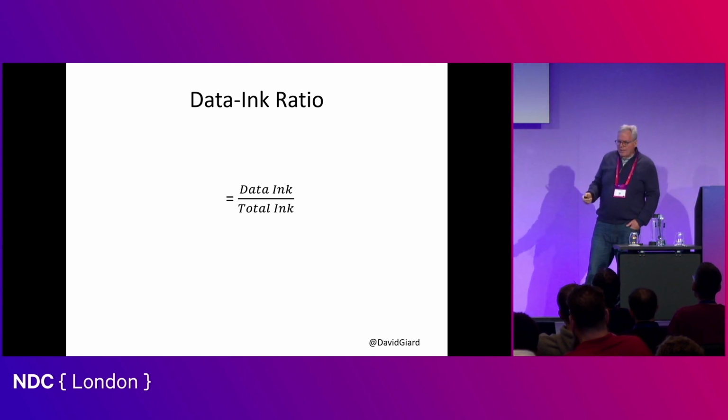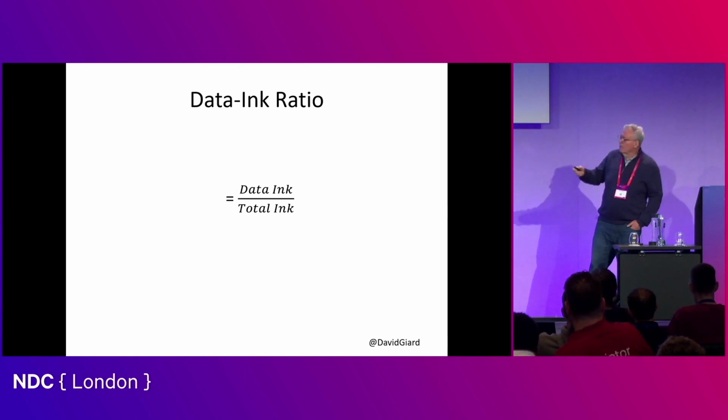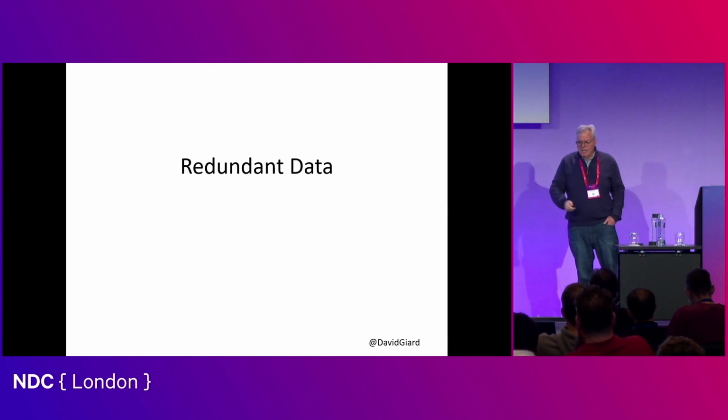It'll never go above that. And your goal should be to increase this value as much as possible within reason. And I'll talk about that within reason in a bit. But anyway, so redundant data, if you have the same data represented multiple times, only one of those is data ink. That will reduce your data ink ratio.